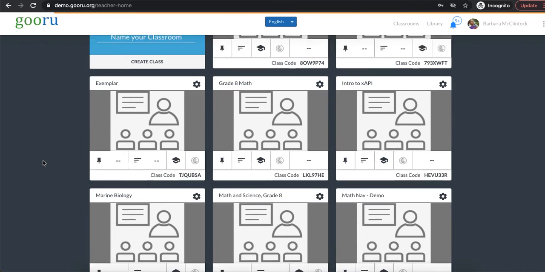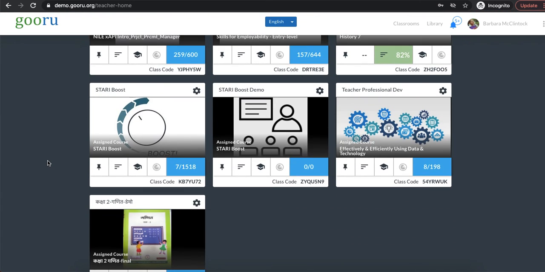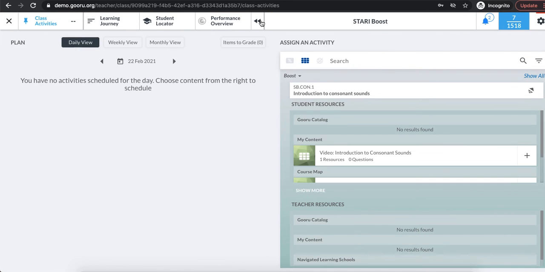Again, it's accessible from your classroom card by clicking on the learning journey icon, the 3 little lines that look like a sideways bar graph. It's also accessible once you're already in the classroom. If you expand your tabs by clicking Advanced, the Learning Journey tab will always appear at the top.